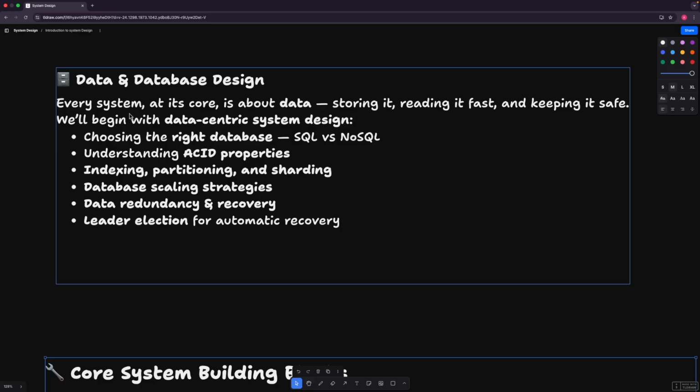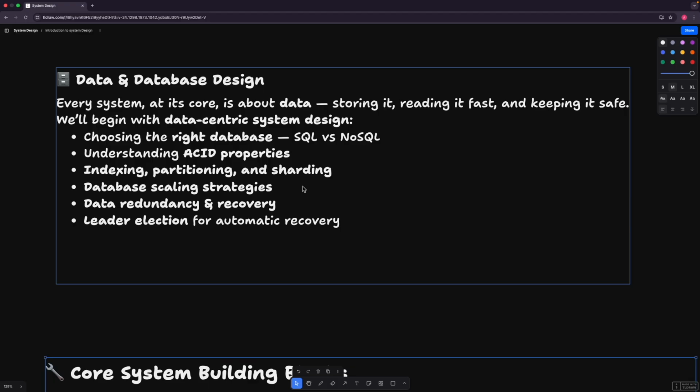I'll be starting with data and database design, because every system at its core is about data, right? Storing it, reading it fast, and keeping it safe is the core of any system. So we'll begin with data-centric system design. We'll first discuss which database to choose, between SQL versus NoSQL or any other database according to the requirement. Then we'll touch upon the ACID properties in SQL databases. Then we'll discuss indexing, partitioning, and sharding. That will help us build an efficient and robust database that can withstand high load.